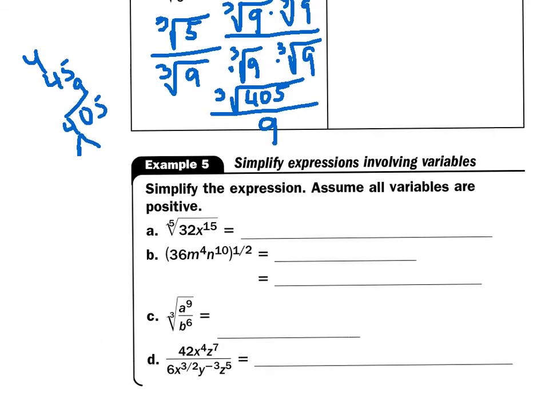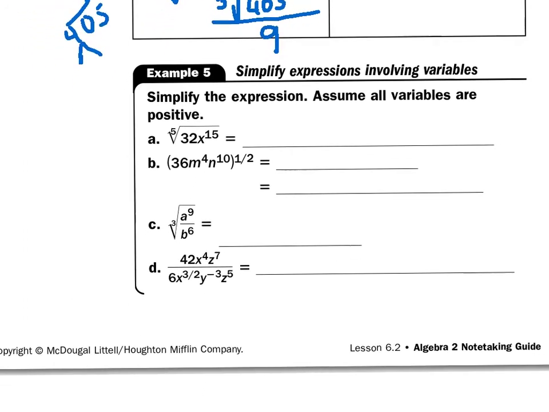Example 5. If you have variables in there, the variables work the same way as the numbers do. So let's simplify the number first. What's the 5th root of 32? Well, that's 2, isn't it? And then I need to take out the x's in groups of 5. So how many groups of 5 do I have? I have 3 of them, don't I?